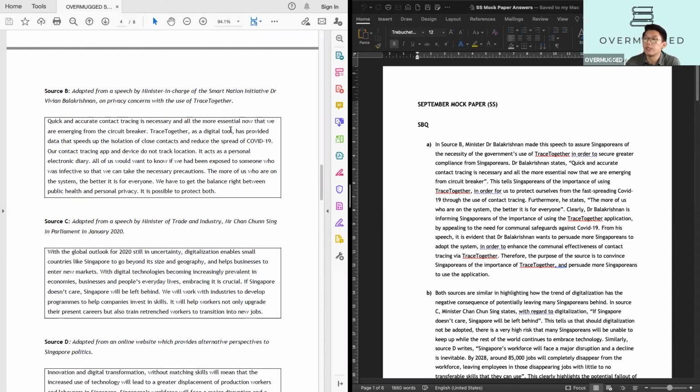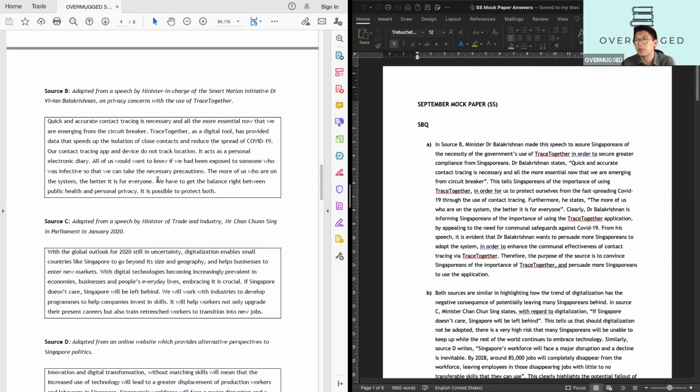Trace Together as a digital tool has provided data that speeds up the isolation of close contacts and reduce the spread of COVID-19. Our contact tracing app and device do not track location. It acts as a personal electronic diary. All of us would want to know if you have been exposed to someone who was infective, so that we can take the necessary precautions. The more of us who are on the system, the better it is for everyone. We have to get the balance right between public health and personal privacy. It is possible to protect both.